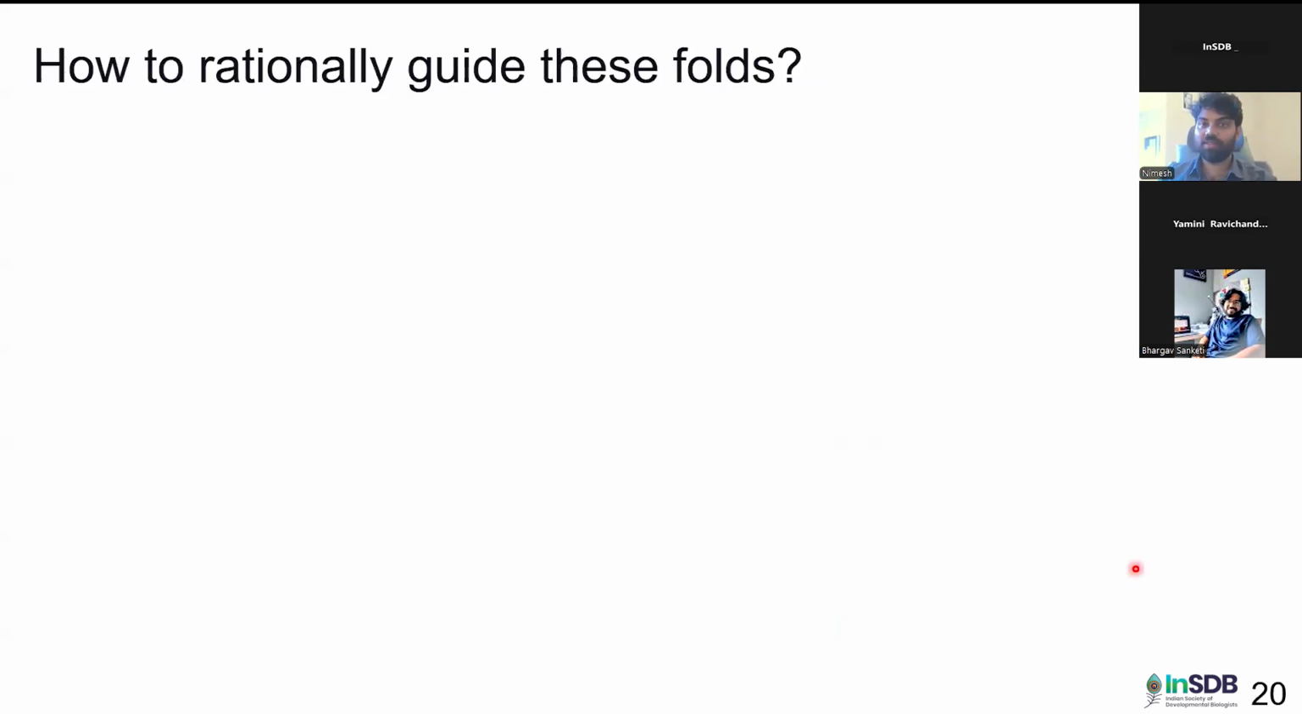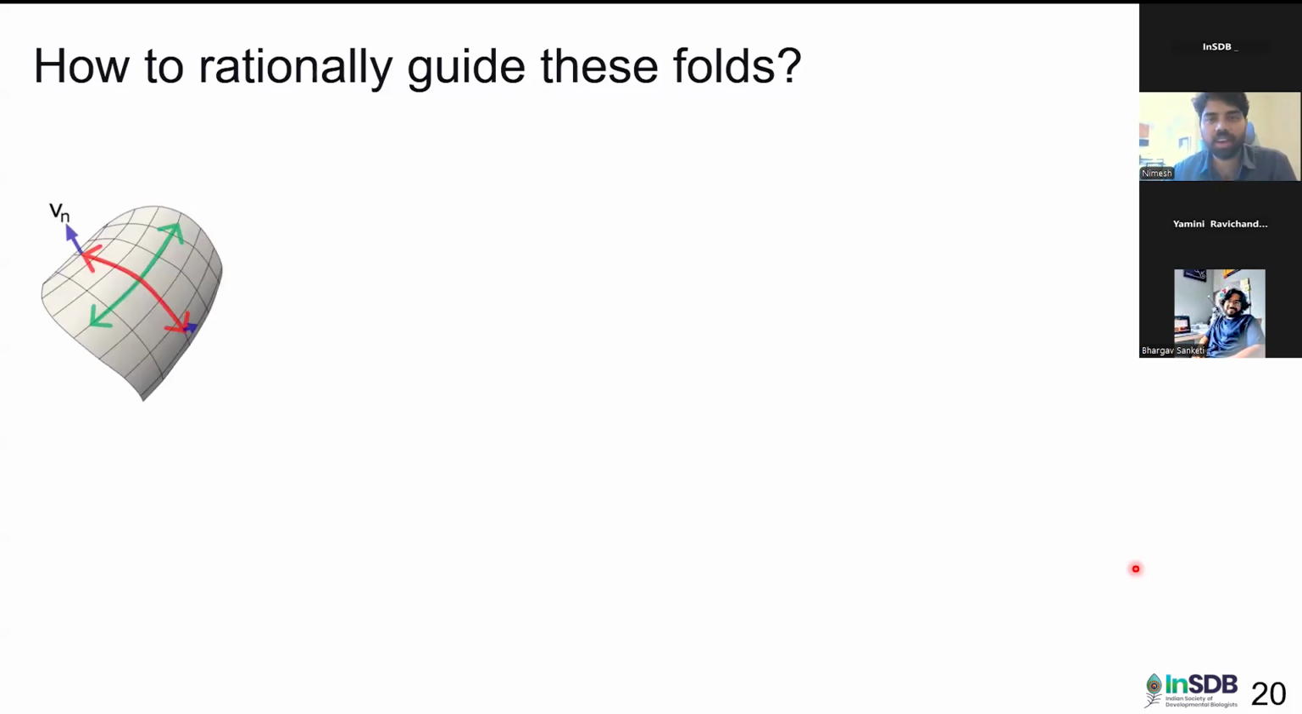So the next and final question we asked was, how do we rationally guide these folds? In spherical geometry, the curvature is uniform, and because of symmetry the buckling pattern is difficult to predict. So we could not tell which way folds form. So we imagined an uneven curvature surface. Imagine a donut. In one direction there is one curvature, and in the other axis there is another curvature. So you have two different curvatures in two different directions.